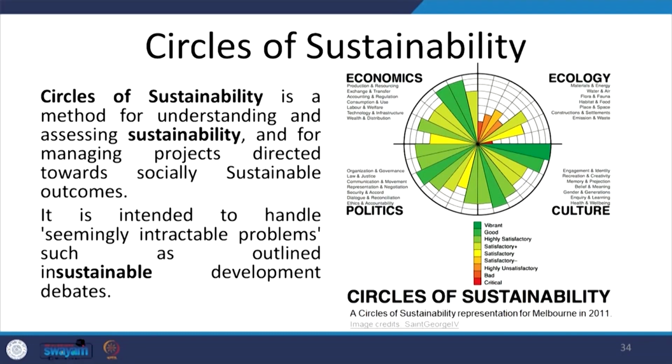Now, this is the last terminology that I will discuss in this lecture, and it is beyond buildings, it is at the level of city, but I think it is relevant here. This terminology is called circles of sustainability. It is a very comprehensive method for understanding and assessing all the aspects of sustainability. So, not just environment. When we were talking about all these terminologies related to buildings, we were largely focusing on environment, because that is more tangible and easily quantifiable.